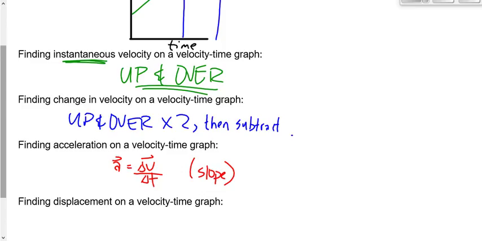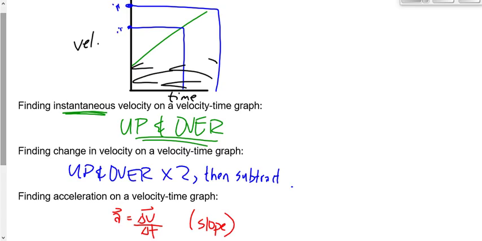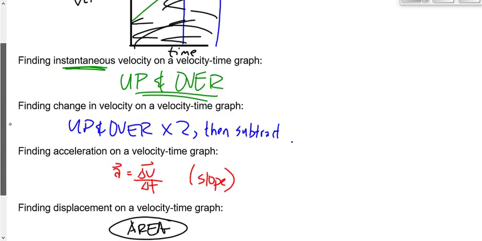And finally, displacement on a velocity time graph. This is the hard one. This is the hardest one. You probably did this in Science 10, though. You might remember. Displacement on a velocity time graph. On a position time graph, it was easy, right? Up and over, subtract the two. What is it on a velocity time graph? Like the area. Yes, it's the area. It's the area of the graph. So we'd calculate this area here, and that would give us the displacement. Okay, we'll go through one example of how you find that area, and then you'll work on some questions.